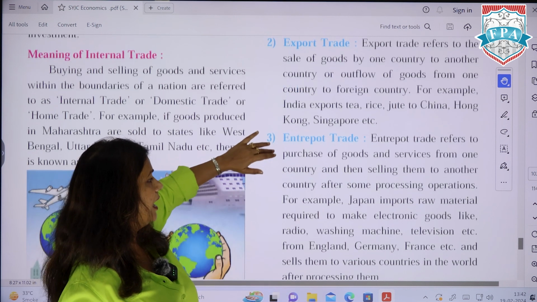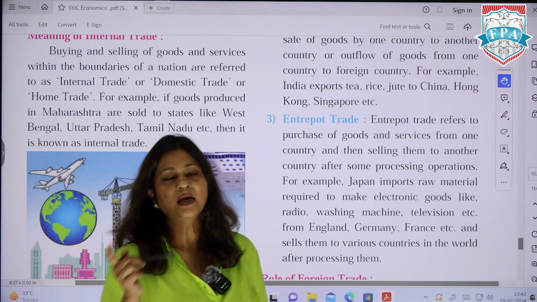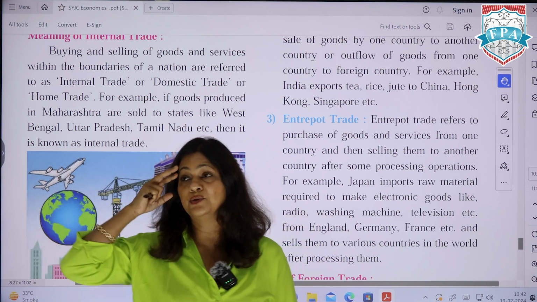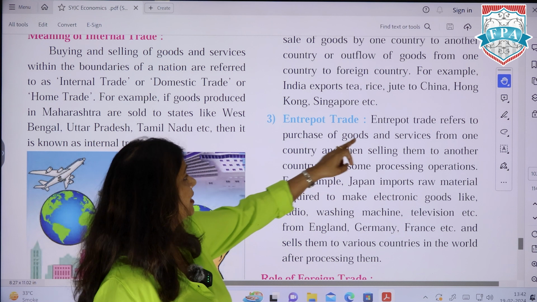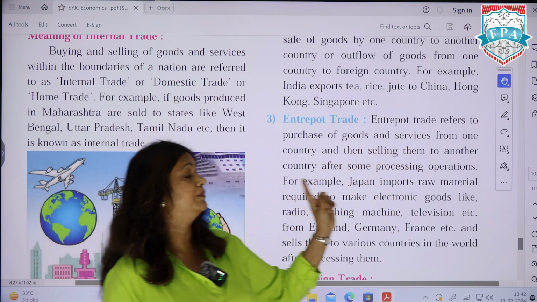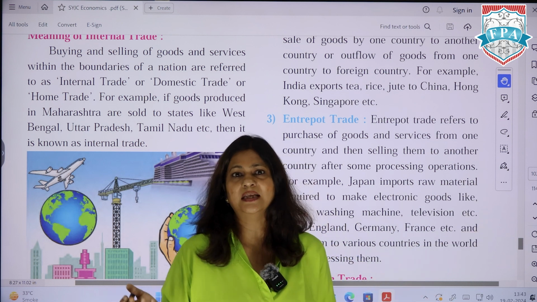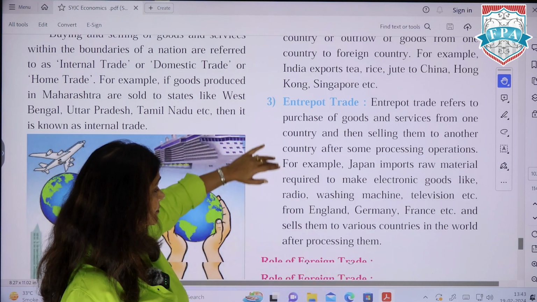Intraport क्या है? हम खरीदते हैं एक कंट्री से और बेचते हैं दूसरी कंट्री को, right? For example, I buy a good from Switzerland and then I sell it to Malaysia. That's intraport. So intraport means purchase of goods and services from one country and selling them to another country. We can be like resellers or it can be for further processing, whatever. So that's intraport.